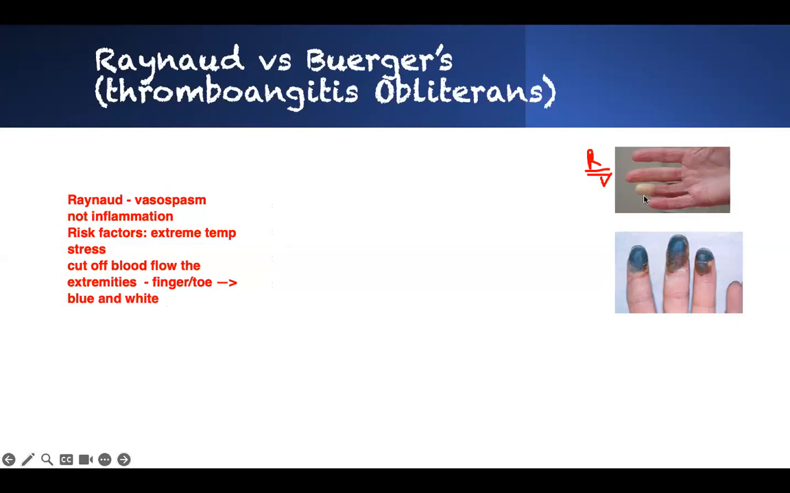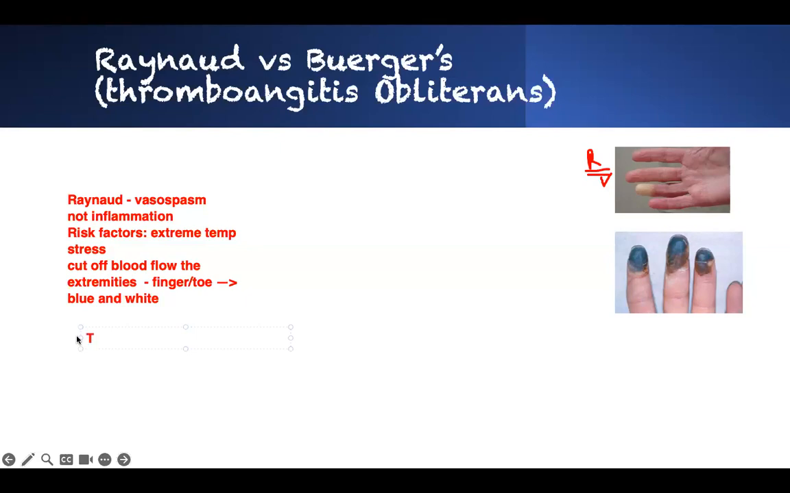But in this one, the fingers are white, and the rest is turning a bluish color. It's because blood flow is decreasing, and it's not an inflammatory process. It's a vasospasm. The vessels in that area go into spasm as soon as the patient is exposed to a stressful situation. And so that is the pathophysiology, right?